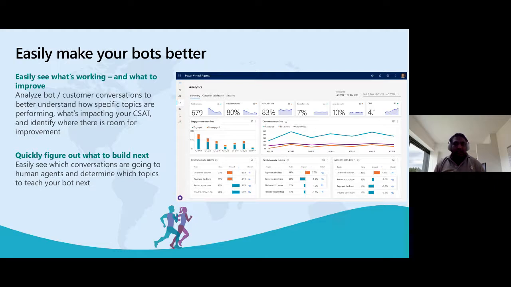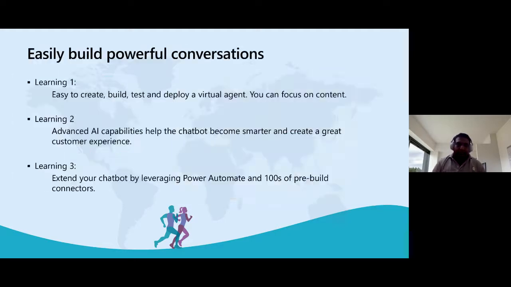Users can easily understand how to use the application because in the background there is the LUIS concept, the Language Understanding Intelligent Service. It will understand whatever conversation you add. Easily see which conversations are going to human agents and determine which topics to teach your bot. Whatever we discuss, it's easy to create, build, test and deploy the virtual agent, and you can focus on the content. Then you have advanced AI capabilities that help the chatbot become smarter and create a great customer experience. That's a very good thing.